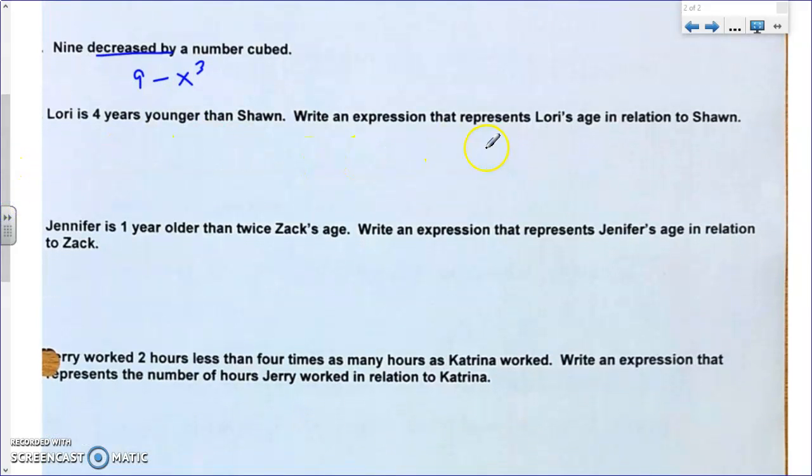Okay, so here we're going a little bit more in depth. Lori is 4 years younger than Sean. Write an expression that represents Lori's age in relation to Sean. So we can't just write the expression here because we have 2 unknowns. We don't know Lori's age, we don't know Sean's age, so we have to say Sean is x, and then Lori, she's 4 years younger than Sean, so that would be x minus 4.